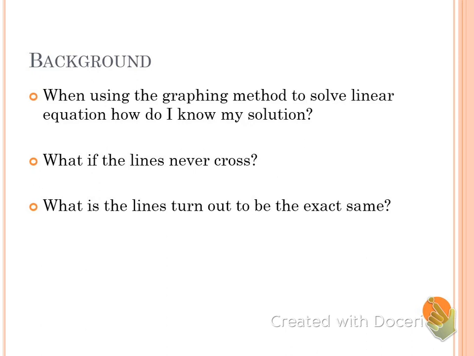Now, look at your last question on here. What if the lines turn out to be the exact same line? So let's say I give you 2 equations. One of them is written in standard form. One of them is written in slope-intercept form. And when you graph them, you find out you have the same line twice. So essentially, you're laying one line on top of the other. What's the solution? All real numbers.